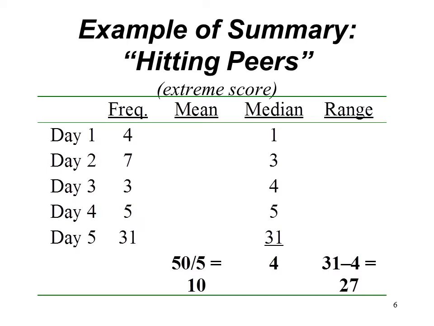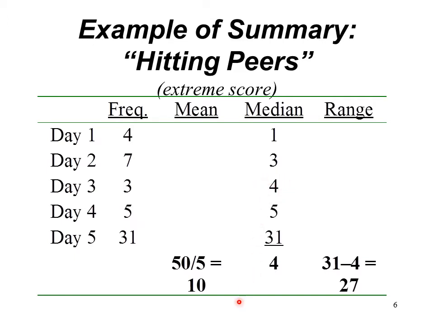Okay, now let's look at a different example. In the previous one, the scores had a range of 6, and the median and the mean were very similar. What happens, however, when you have an extreme score? In this case, on the 5th day, we have a frequency of 31. That's very different from these other scores. If we take the mean, we're now taking a total of 50 and dividing it by 5. Our mean is now 10. The median, however, is still 4 because the 4 is still the score in the middle.